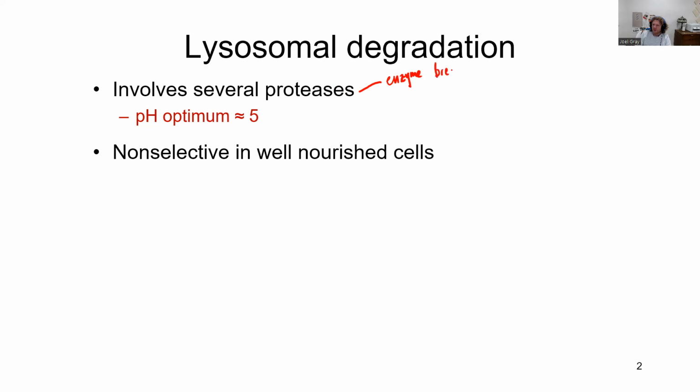So a lysosomal protease, and just to review the definition for a protease, that is an enzyme that breaks peptide bonds. So there are specific proteases, lysosomal proteases, that will function at a pH of 5. Now, one thing that I want you to recognize is that I'm using the phrase lysosomal protease.